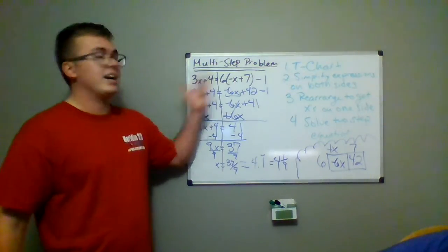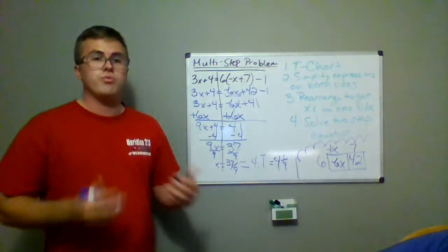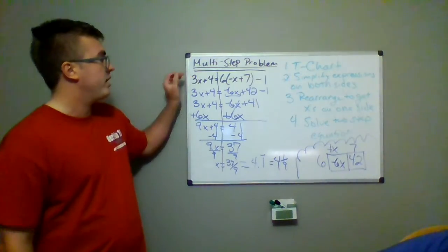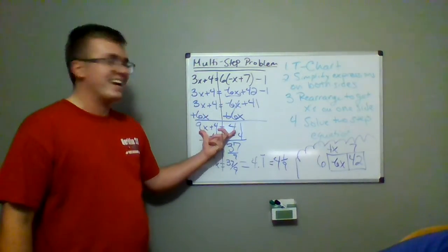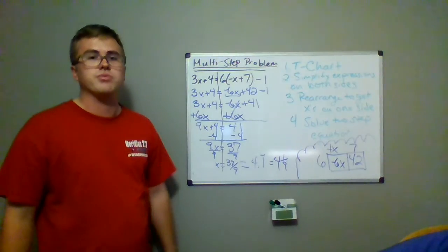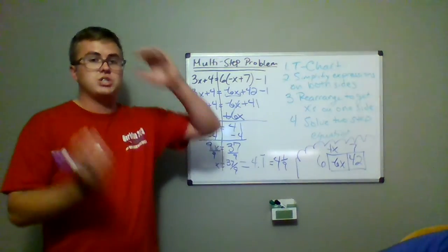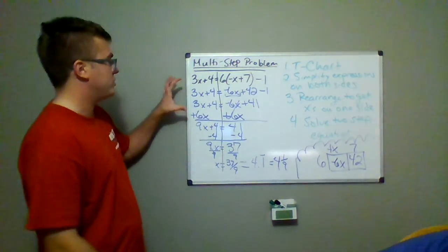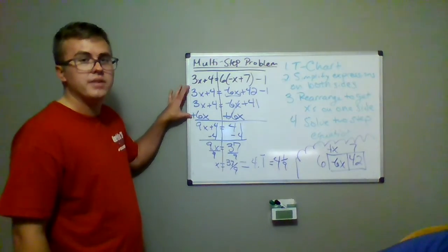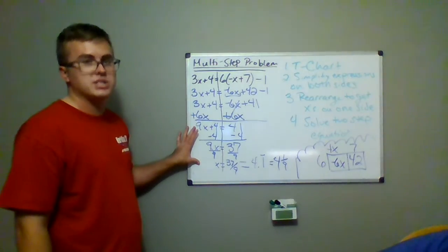So this is a more difficult example. Hopefully you guys can get it to a point where you're just rearranging, getting it to a two-step problem and solving from there. This is just like two halves to it. We've got to do simplifying and rearranging here, and then 2 steps to solve it.